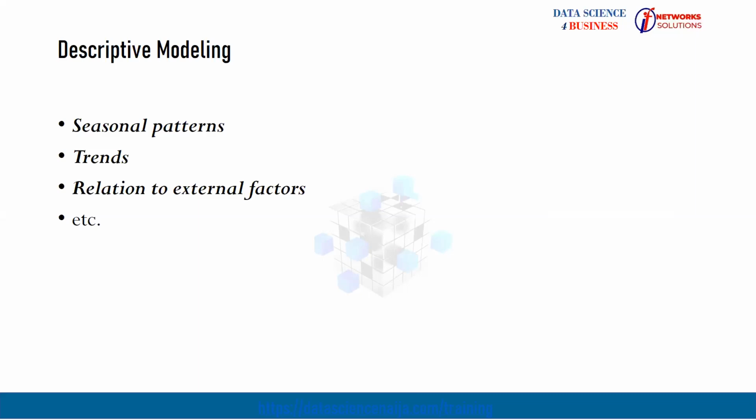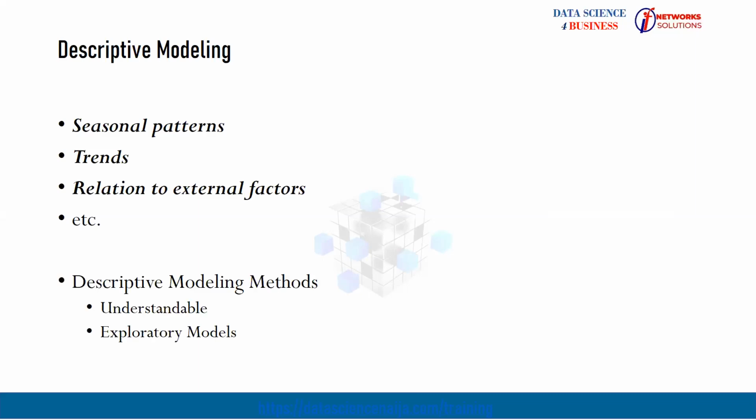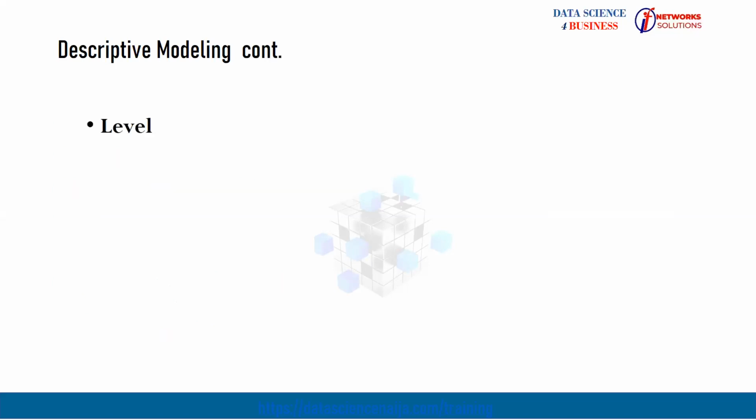So descriptive modeling methods, there are some characteristics that they should have. They should be understandable, because we are using them to describe a particular situation. And then they should usually use exploratory models based on causal arguments, or explanatory models. So those are the kinds of models that we usually use for descriptive modeling.